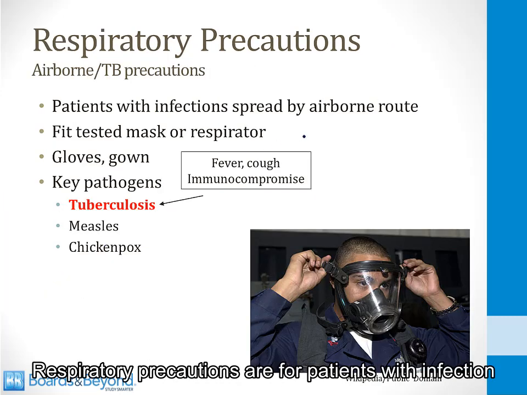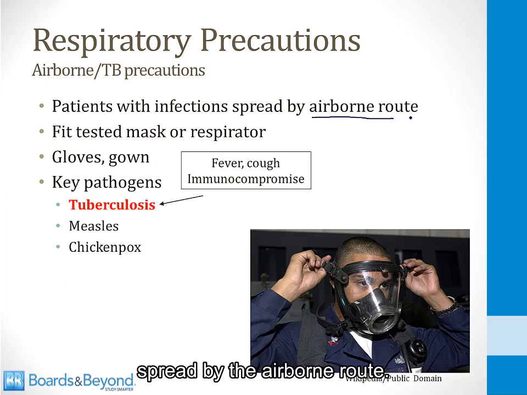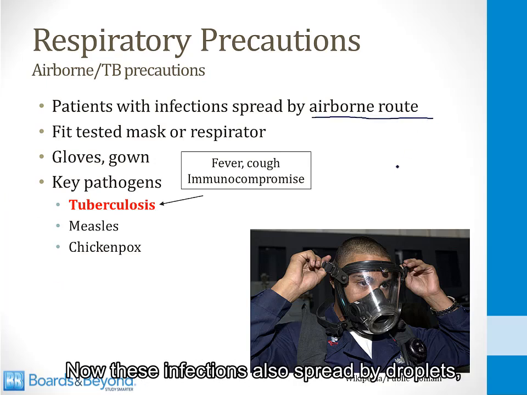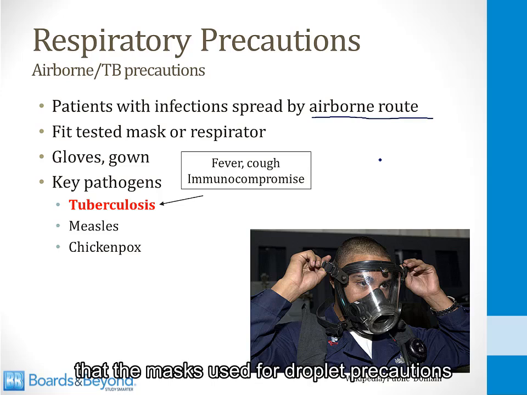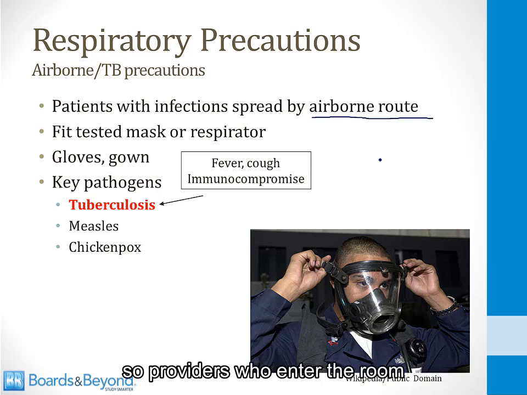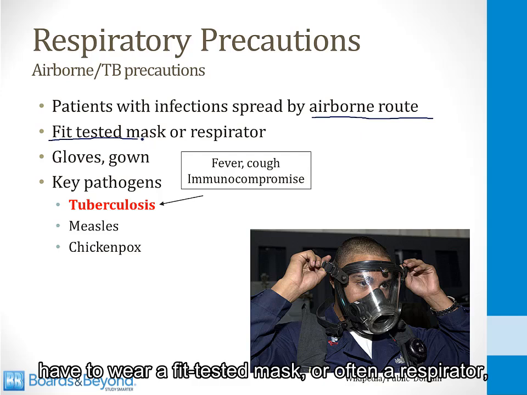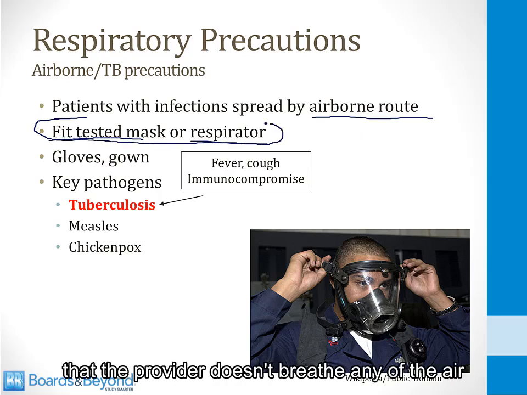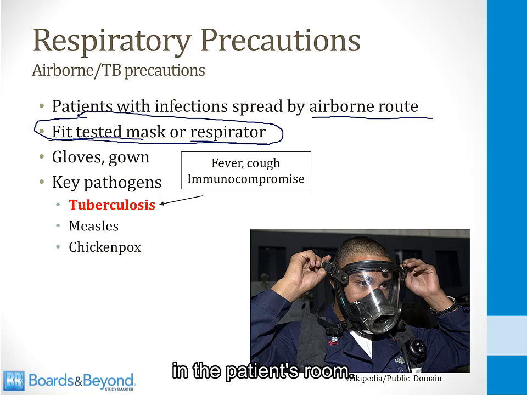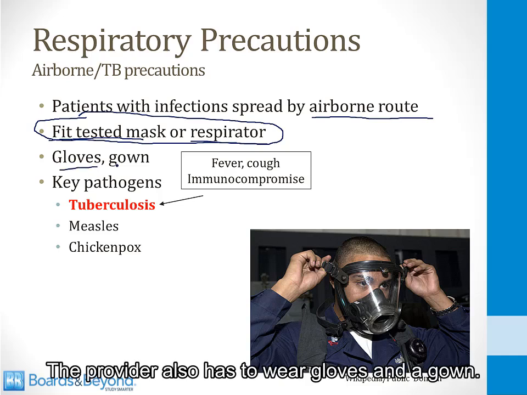Respiratory precautions are for patients with infections spread by the airborne route. Now, these infections also spread by droplets, but the droplets are so tiny that the masks used for droplet precautions are insufficient. So providers who enter the room of someone on respiratory precautions have to wear a fit-tested mask or often a respirator, which is a self-contained breathing apparatus. And these are in place to make sure that the provider doesn't breathe any of the air in the patient's room. The provider also has to wear gloves and a gown.